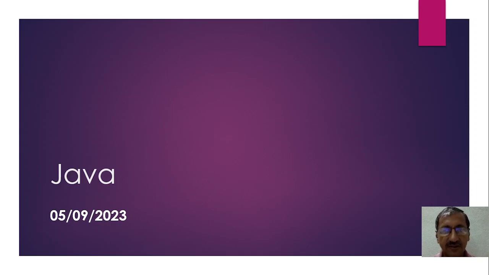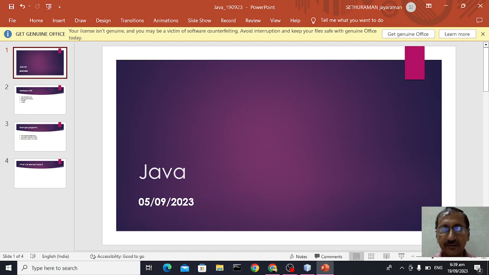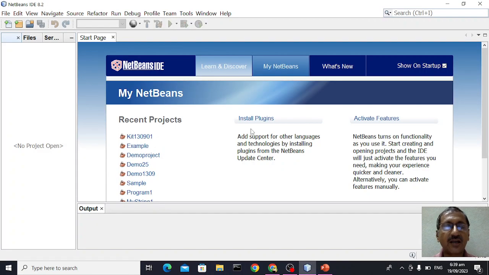Now in Java, I want to start with a small simple program. So I'll just go to my NetBeans IDE. So this is the IDE. It's a very good IDE, integrated development environment. How can I create a new Java project? I just open the NetBeans IDE. The version is 8.2. You can also download this. NetBeans IDE 8.2 is very good for basic core Java and advanced Java also.